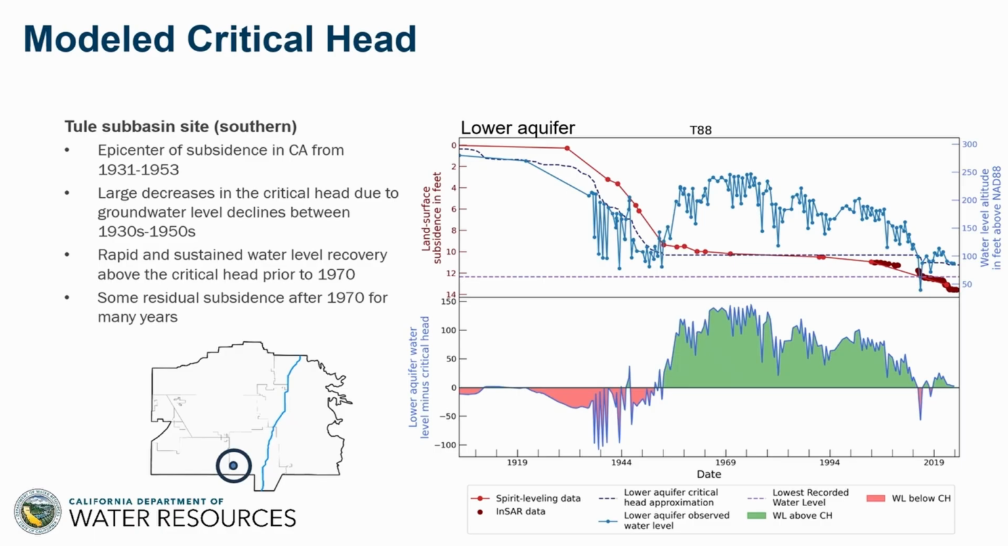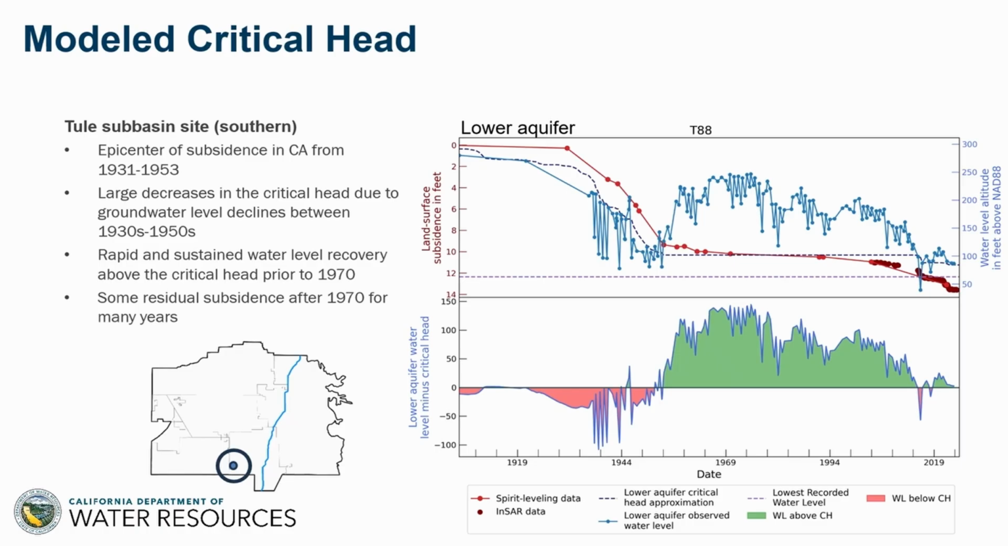You'll see that early on there was a very large decline in the groundwater level, which is reflected in the red shading at the bottom. You'll recall that I mentioned how the critical head changes through time in response to groundwater level declines. You see that here at this site. Those rapid and sustained groundwater level declines in the aquifer rapidly depressurized the clays and resulted in the rapid declines in the critical head.